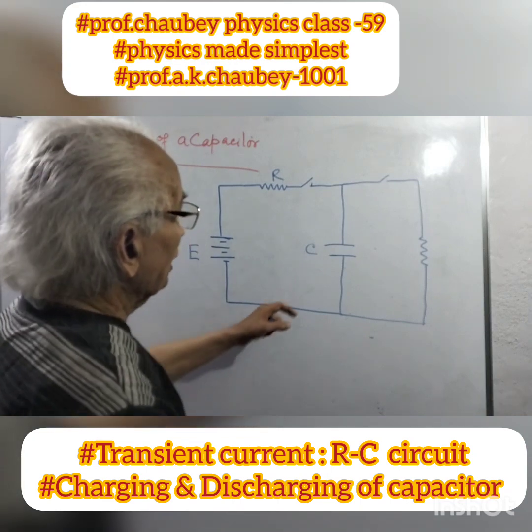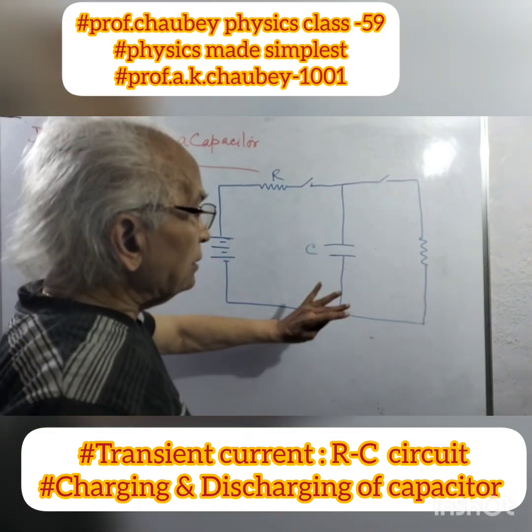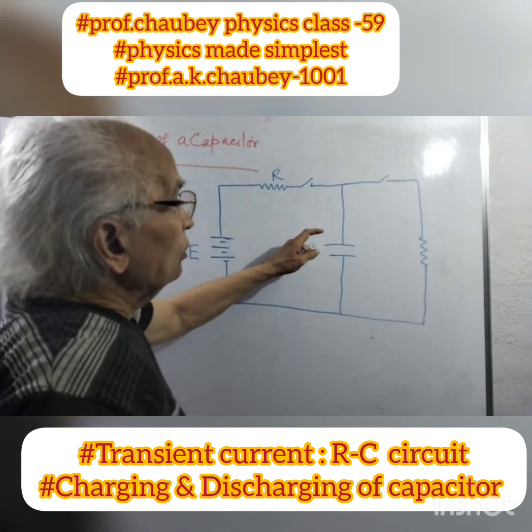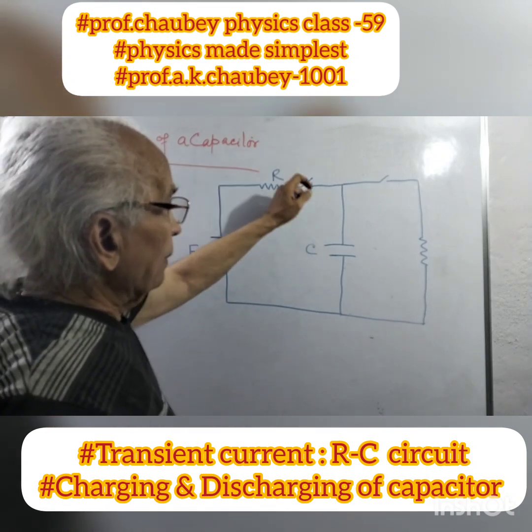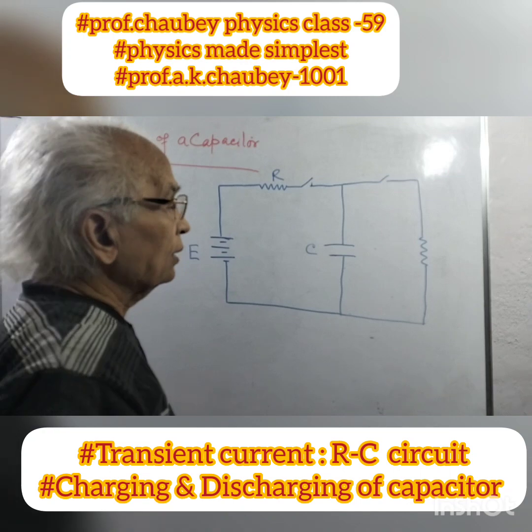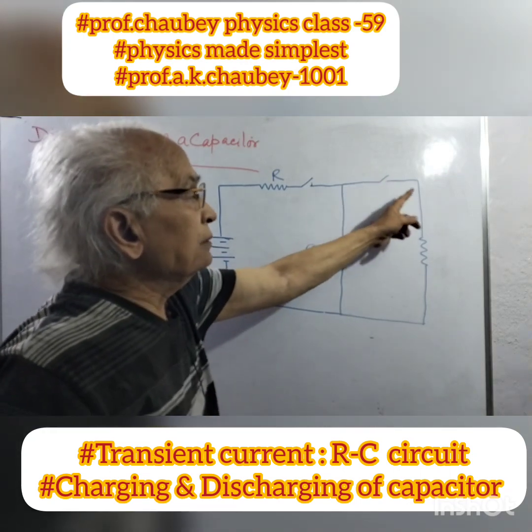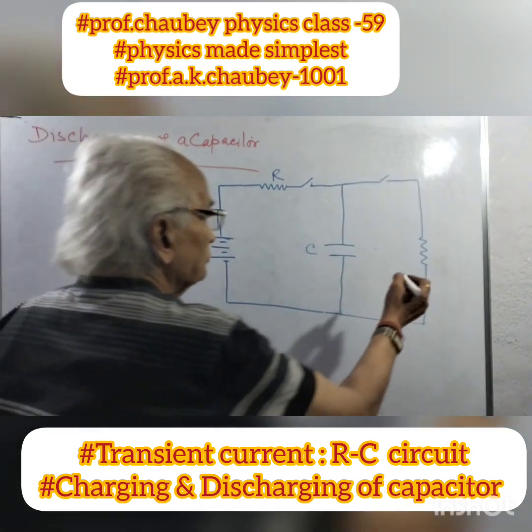And then after this is fully charged, what do we do? We remove this key and we press this key. So the condenser discharges through resistance R.